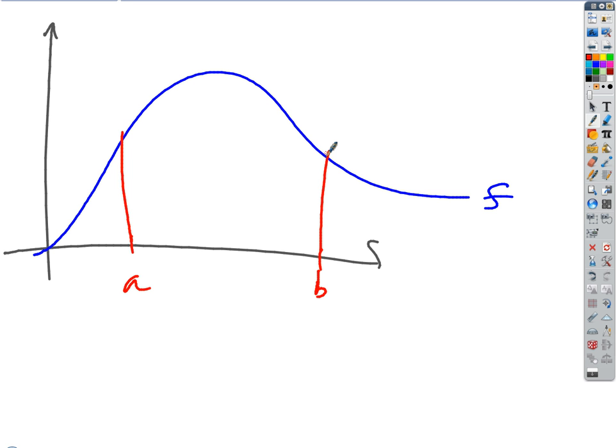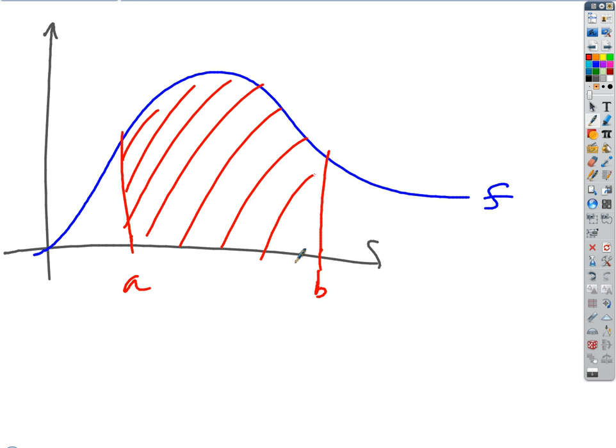Any idea, and don't try to think in terms of calculus here, but just can you think of a way that we could maybe approximate that area under the curve? Are we looking between A and B? Yeah. Okay. So the area that we're trying to find, those aren't very vertical lines, we're just trying to find all that area right there.